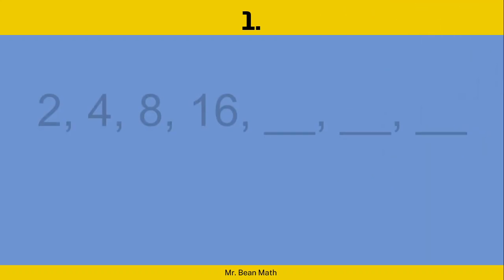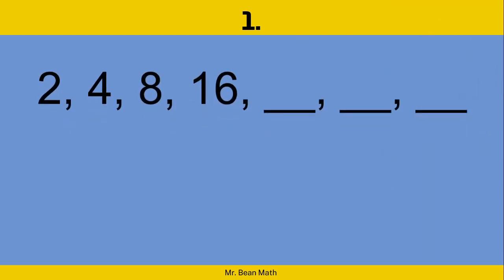For number 1, we have 2, 4, 8, and 16. So for us to get the next three terms, we have to solve first the common ratio of the sequence by dividing the second term by the first, the third by the second, and the fourth by the third. So 4 divided by 2 is equal to 2, 8 divided by 4 is equal to 2, and 16 divided by 8 is equal to 2. So therefore, the common ratio is 2.